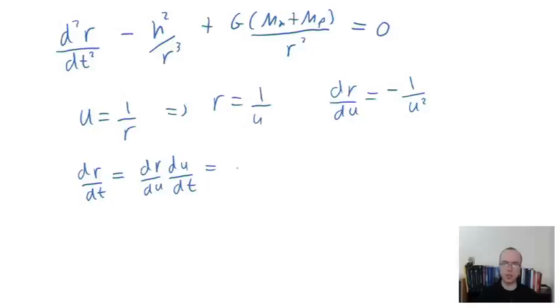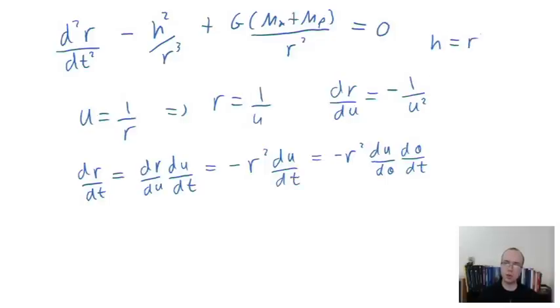So this could then just be written as, say, minus r squared times du by dt. And then du by dt itself can just be written as du by d theta times d theta by dt. Okay, and recall also that h is equal to r squared d theta by dt. So we can actually eliminate d theta by dt over here and replace this with h divided by r squared. And so this is just equal to minus h times du by d theta.